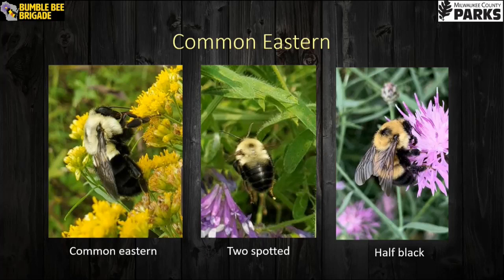The two-spotted is going to have those two spots that kind of look like a W shape on T2, and sometimes they can be obscured by the wings, so you want to make sure that you get that good back shot. Then the half-black is going to have yellow on the T2 segment as well, so just make sure you're able to distinguish the first from the second abdominal segment.